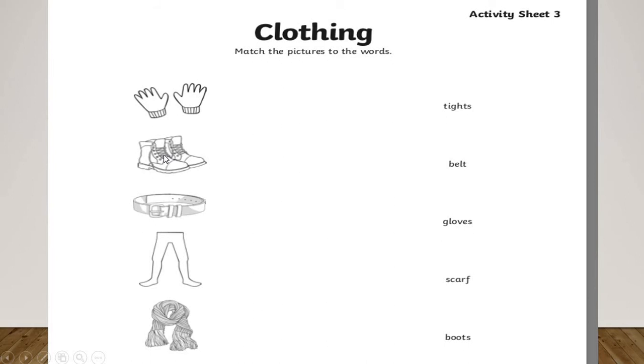Second option, if you have said that it is tights, no, it is wrong. If you have said it is shoes, it is boots, yes, you are right. Boots are of this type. So answer 2 will be boots.